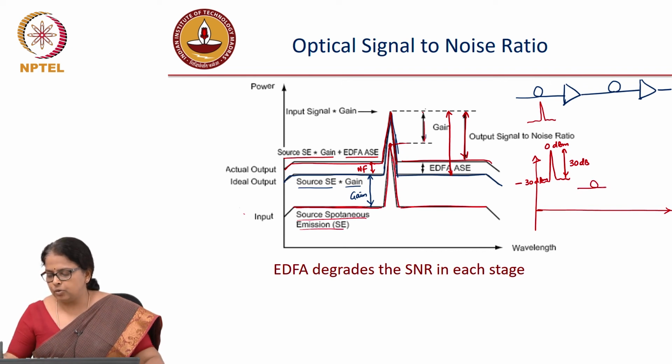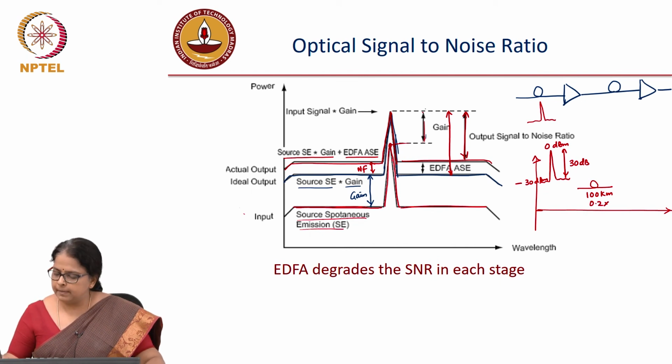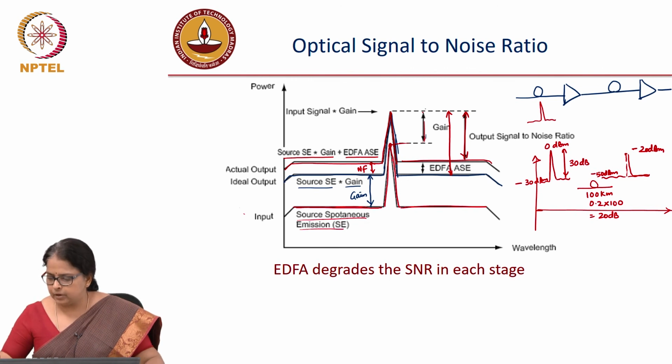Let us say it propagates through 100 kilometer of fiber. Now 100 kilometer of fiber would mean 0.2 dB per kilometer, so 0.2 multiplied by 100, that is 20 dB loss, which means the signal power came down to minus 20 dBm, but the noise power also came down, it went to minus 50 dBm. So the OSNR does not change because the whole spectrum got attenuated. The optical signal to noise ratio is 30 dB.